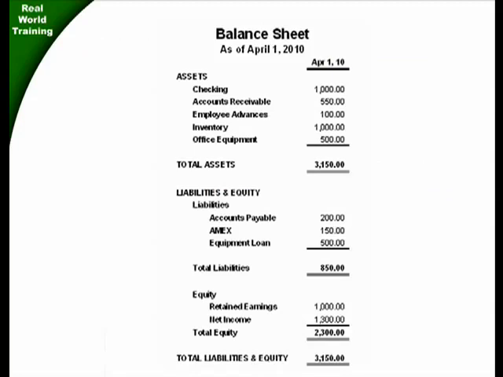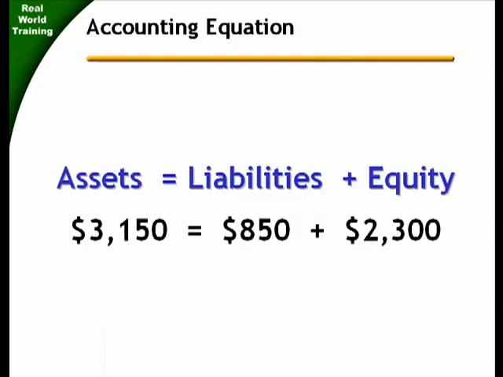Let's look at this equation on the balance sheet. What you own, total assets of $3,150, equals what you owe, liabilities of $850, plus what's left for the owners, equity of $2,300. Look at your company's balance sheet and you'll find the exact same equation with different numbers.